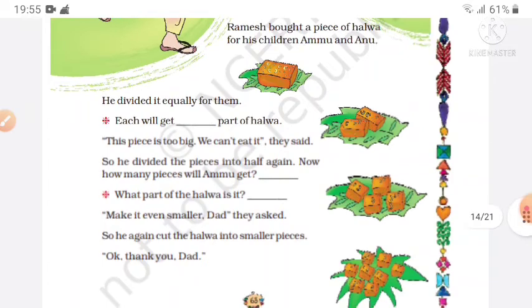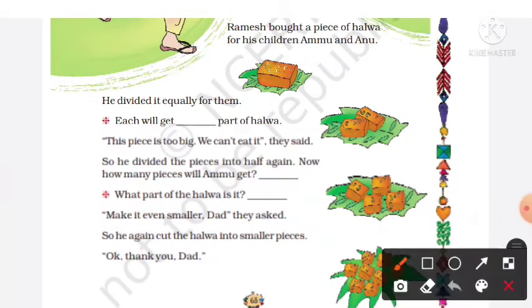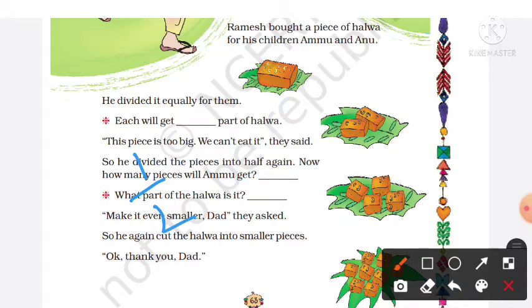Okay, now he divided it equally for them. So first of all, each will get how many parts of halwa? Very simple. Each will get half part of halwa, because he divided it equally for them. So there are 2, so the equal part will be half. So each will get half part of halwa.